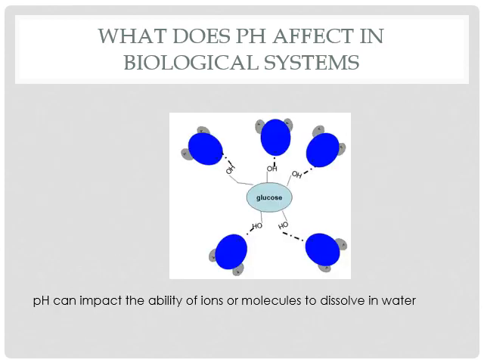pH can stop ions and molecules from dissolving in water. Here we see glucose being dissolved by water. Well, suddenly, if glucose doesn't have free areas that are negatively charged, water won't be attracted to it, and it won't break the glucose apart. So pH can stop molecules from becoming dissolved or make them more easily dissolved.